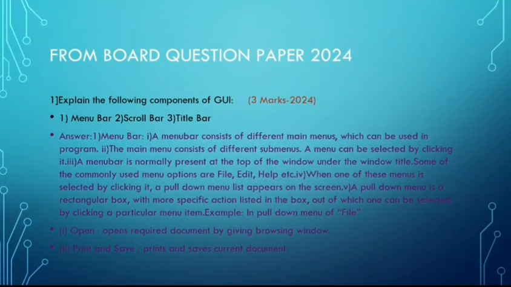The first question is based on the components of the GUI. Basically, there are many components of a GUI, but they have asked only 3 of them. Let's see what is meant by GUI first. The GUI, a graphical user interface, is a user-friendly way to interact with a computer or electronic device using pictures, icons, buttons, etc. The first component is a menu bar. A menu bar is normally present at the top of the window under the window title. Some of the commonly used menu options are File, Edit, Help, etc.